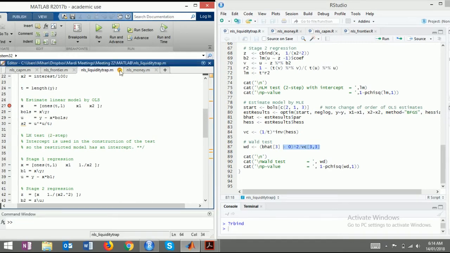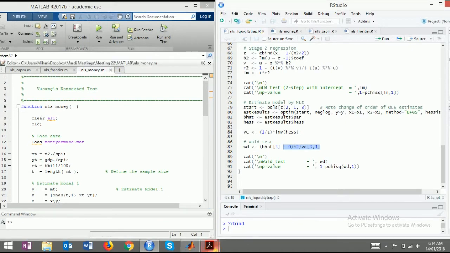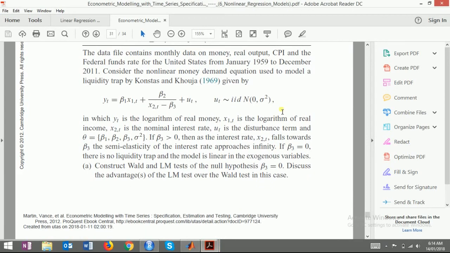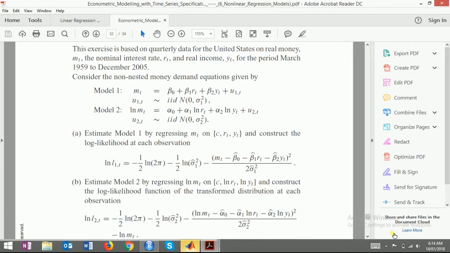Okay, there you go. Now this liquidity trap is done. Then the next problem, Young's non-nested test of money demand.